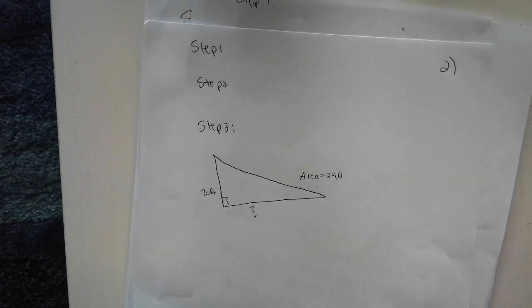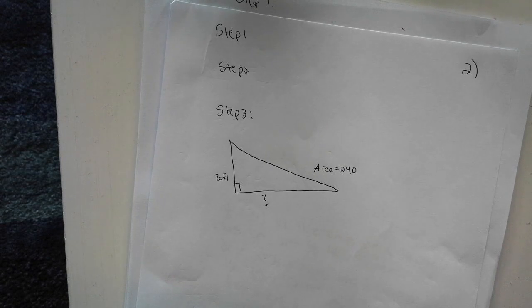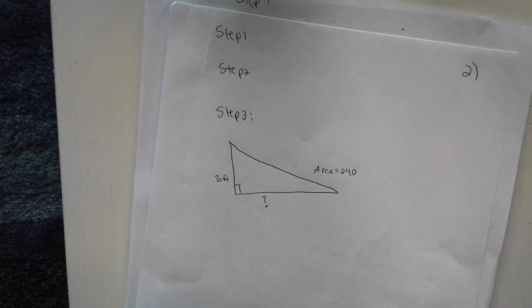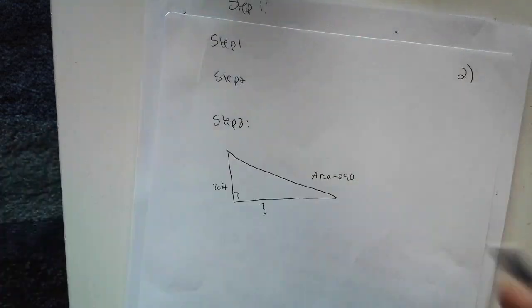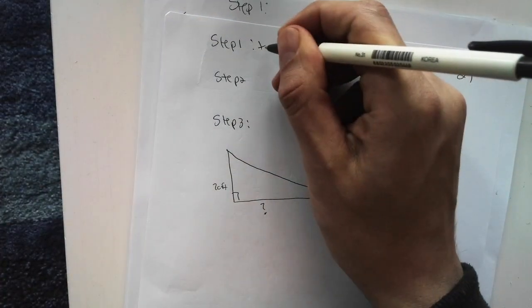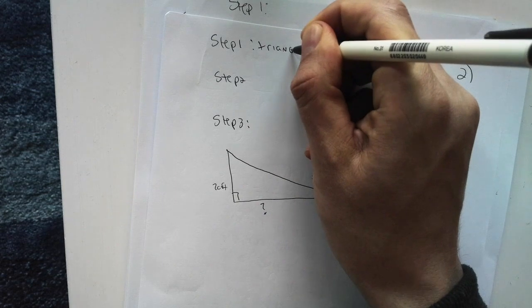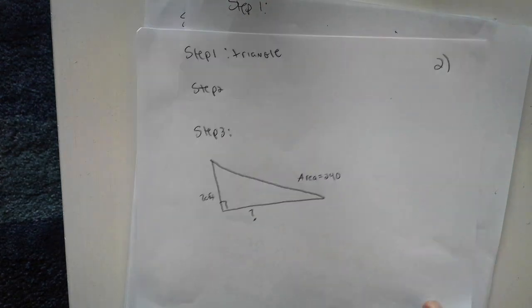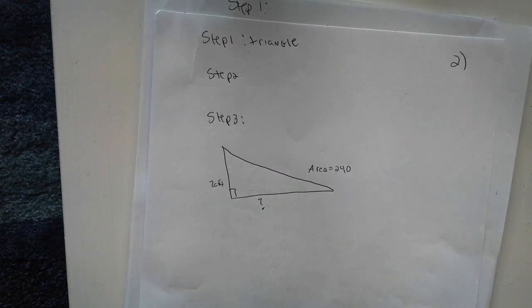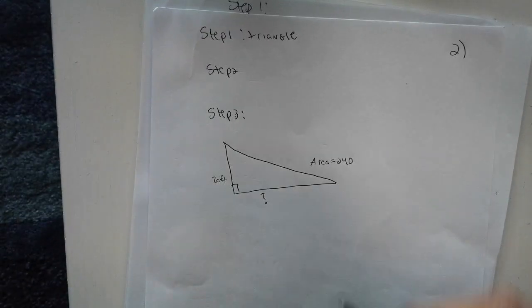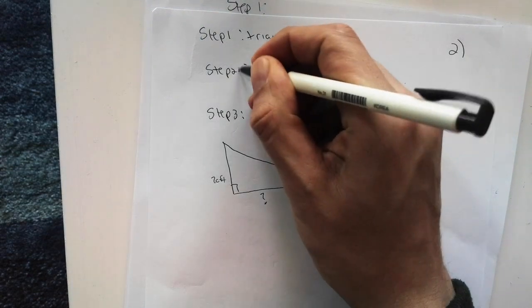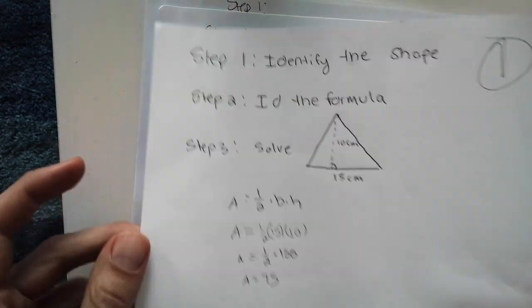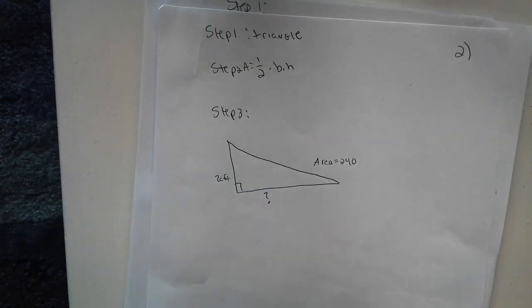Let's look at another example. Think about what our three steps are. The first step is to identify the shape. This shape is a triangle. The next step is to identify the formula. The formula is half base times height. Our last step is to solve.